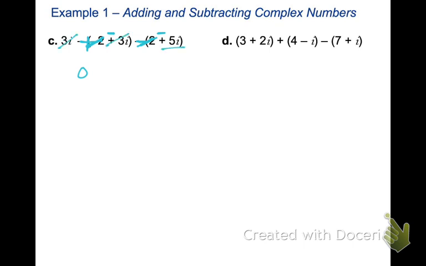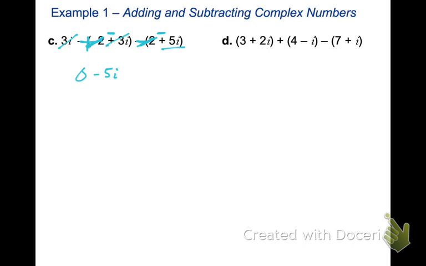So I have -5i. Again, if it says write your answer as a complex number, you have to put the 0. If it doesn't, I can just leave this, right? So just be aware. You'll have to let me know.